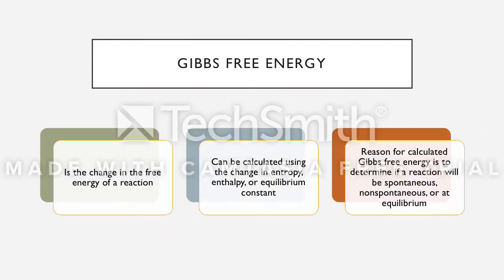The change in the free energy of a reaction is also known as the change in Gibbs free energy. Gibbs free energy can be calculated using either the change in entropy and enthalpy or by using the equilibrium constant. If you recall from the video, What is Thermodynamics?, we calculate Gibbs free energy to determine if a reaction is spontaneous, non-spontaneous, or at equilibrium.